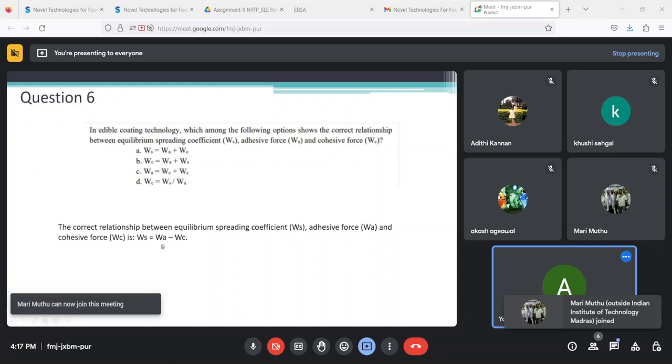If adhesive force dominates, then the coat will spread evenly. If cohesive force dominates, then you have non-uniform spreading, which is not preferred. So then Wa is equal to Wc plus Ws, which is option C here. Hope this is clear. The difference between adhesive and cohesive force, the balance between these two, is the spreading coefficient.